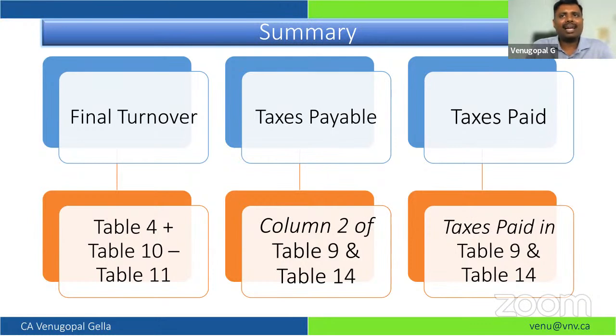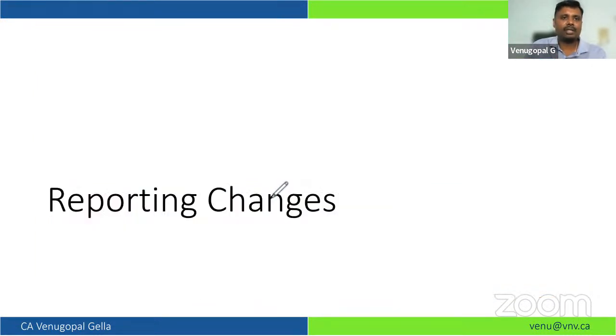Just to summarize, my liability will be there in table 4 plus 10 minus table 11. And my total liability is there in column 2 of table 9 and 14. Again, taxes paid is also in table 9 and table 14. So make sure the value that you are reporting in table 4 is matching with table 9, and the value that you are reporting in table 10 and 11 is matching with table 14. You shouldn't make any data entry mistakes, which will end up getting one more notice. So there are certain reporting changes that have happened.